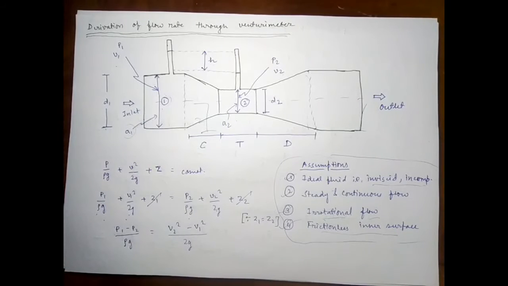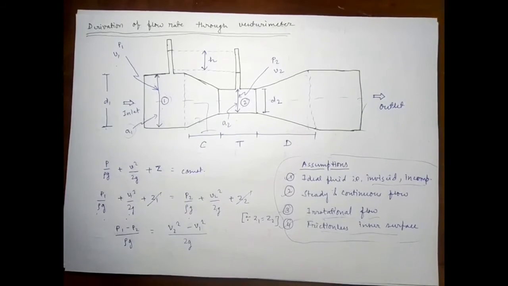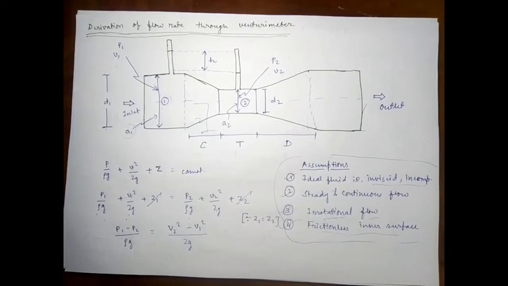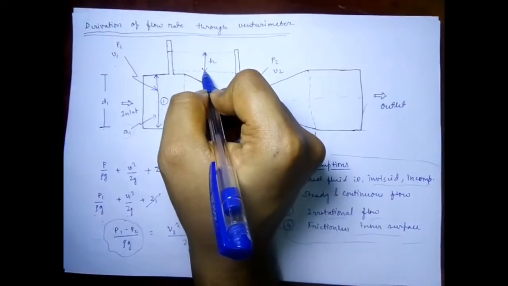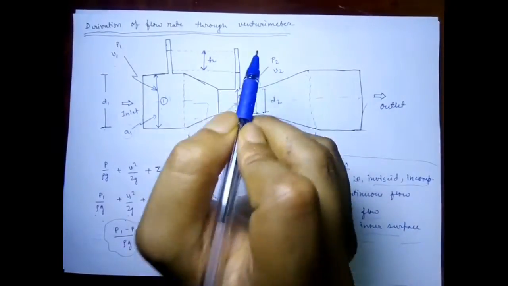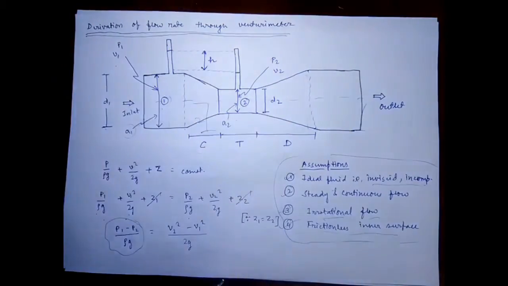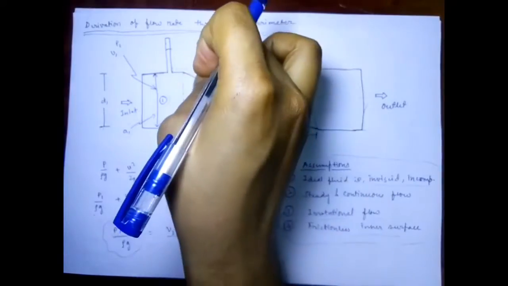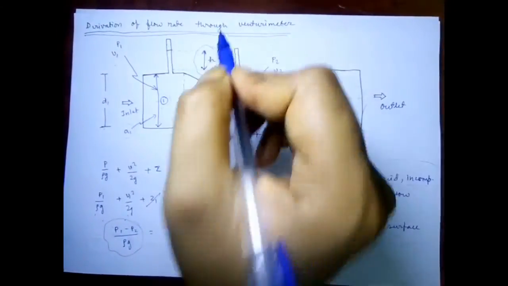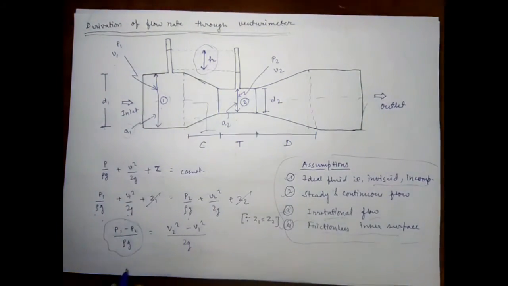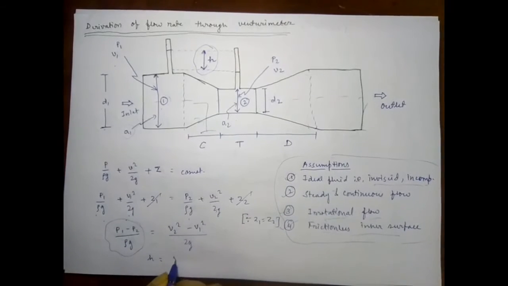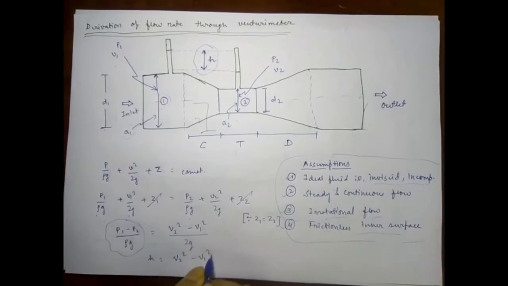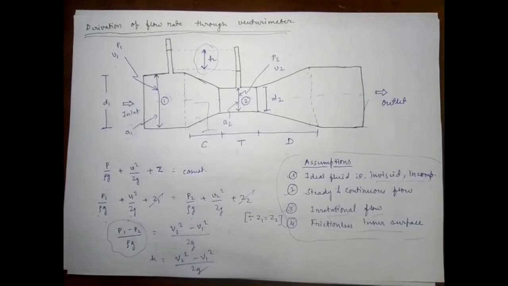Also, I can say that the difference of pressure head is this thing, and it is also represented by this head H by the two piezometers. So just keep it in mind, this can be replaced by this particular head H. So I can write H equal to V2 square minus V1 square upon 2g.